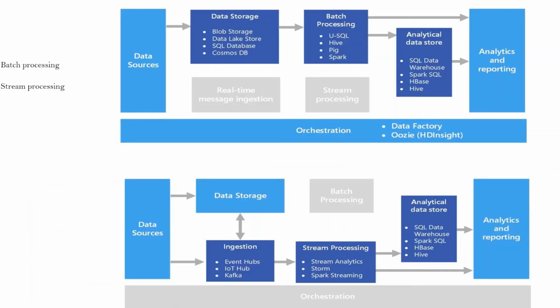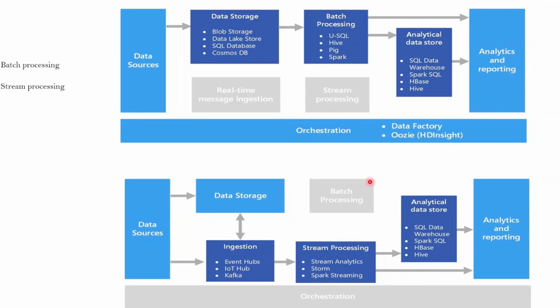Let's move. This is the representation of how batch processing and stream processing can be done, a graphical representation over the Azure services. First we are checking the batch process. In batch processing, data comes from the data source and gets stored in data storage, and then batch processing happens using Hive, Pig, Spark, U-SQL, and then again the analytical data store where the transformed data are stored, and then it goes further for analytics and reporting.